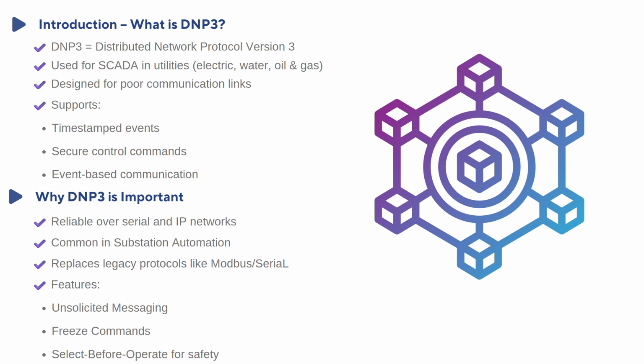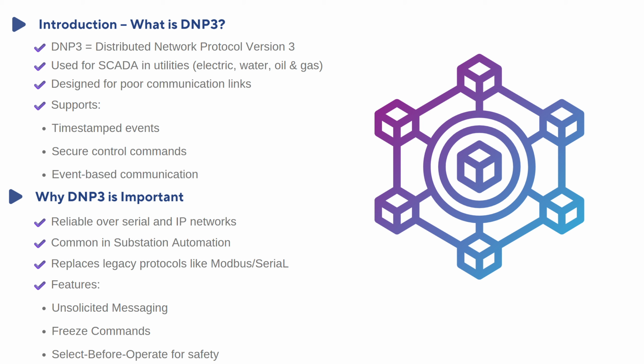So in today's tutorial, we are going to dive into the most widely used communication protocol in substation automation, that is DNP3, and also we call it as a distributed network protocol. Currently, the version which we are using is version 3.0.